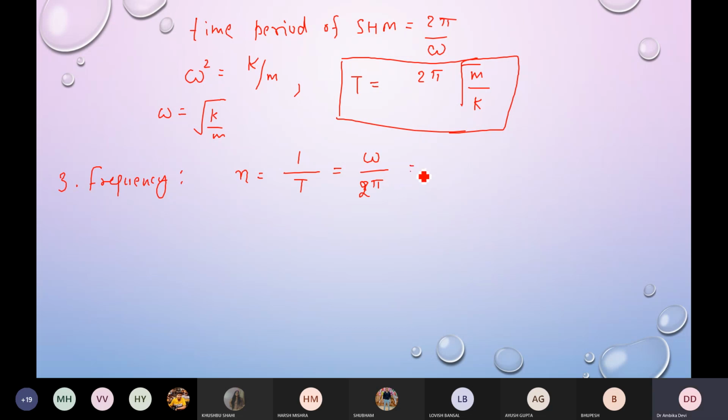And if you substitute the value of omega over here, this will come out to be 1 upon 2 pi under root of k upon m. So this is the frequency of simple harmonic motion. Please do remember that k is the force constant, m is the mass of the particle. Okay. Similarly, we can talk about the phase.